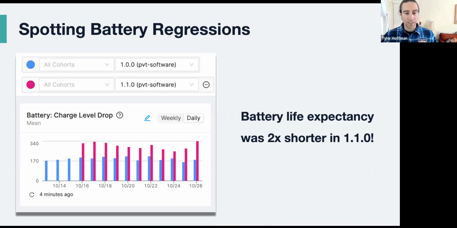And so you can see that the battery life drop is almost double per hour in the new firmware. This is a bug. It should be rolled back, and more should be dug into about why.